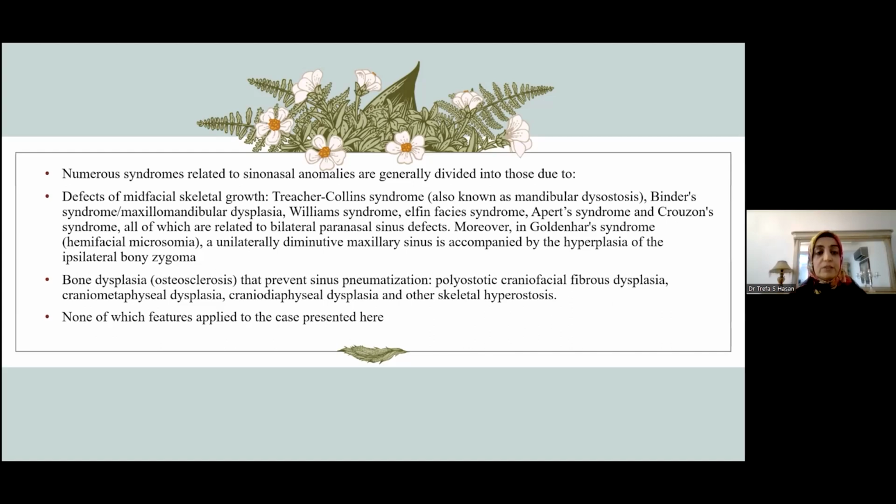Regarding the next category of disease which is associated with sinus abnormality, it includes bone dysplasia, which is mainly osteosclerosis. Osteosclerosis affects pneumatization of sinuses by preventing expansion and pneumatization due to compact and sclerotic bone. There are a lot of examples of bone sclerosis like polyostotic craniofacial fibrous dysplasia, craniometaphyseal dysplasia, craniodiaphyseal dysplasia, and many other skeletal hyperostosis. None of these features applied to the case that I have reported. I mean, all these abnormalities detected in these diseases and syndromes, none of them applied to my case report.